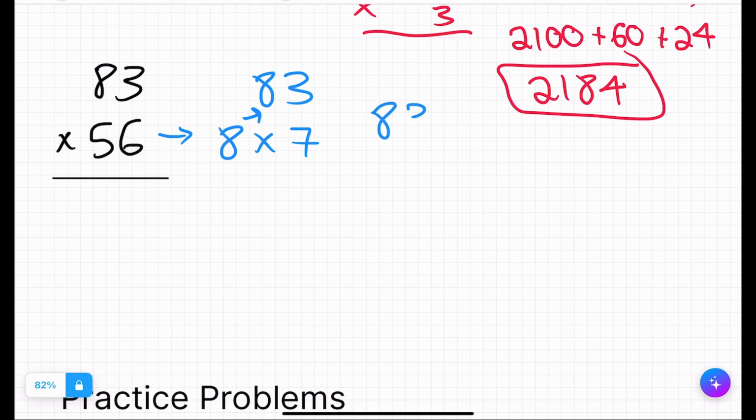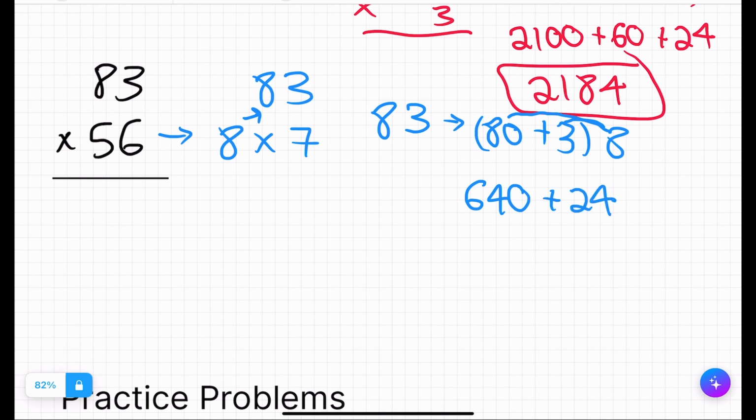We have 83. We're going to break 83 into 80 plus 3, and then we're going to multiply by 8. The first thing we're going to do is multiply 8 times 80, and 8 times 8 is 64, and we have a 0, so we add that to the end. Then 8 times 3 is 24. We just add those together to get 664.